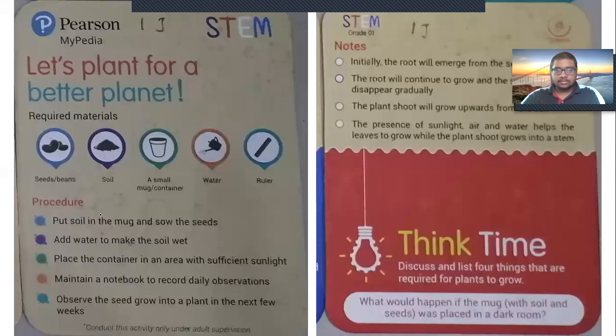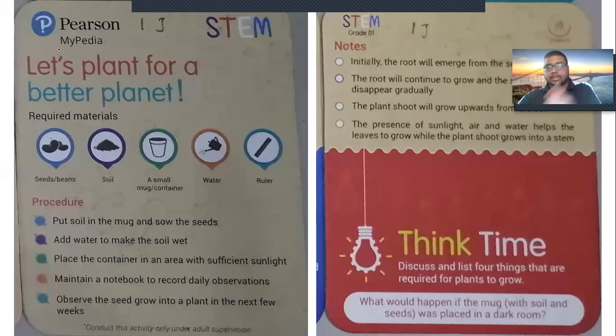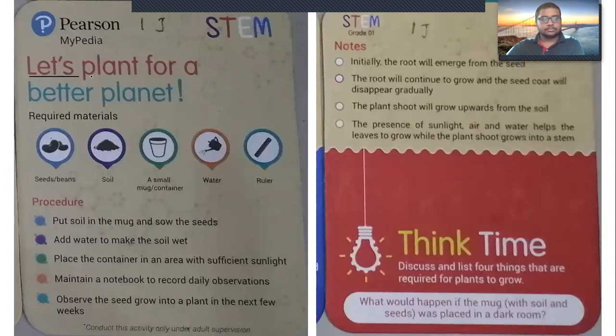Now, these are STEM cards: science, technology, engineering, and mathematics. These cards actually have some activities hidden in them. Let us explore them. So now, let's plant for a better planet. That's the title for today's session. There is an activity for all of you.